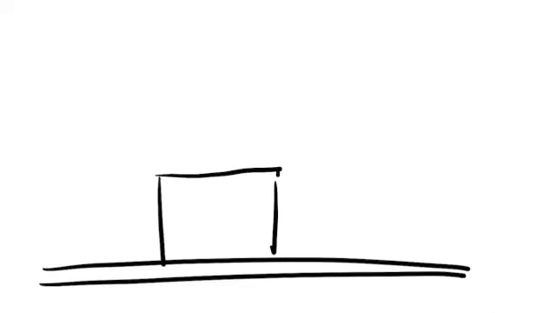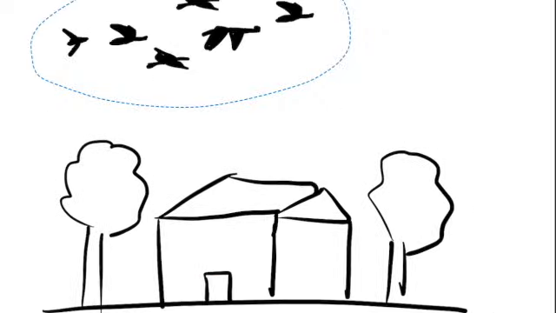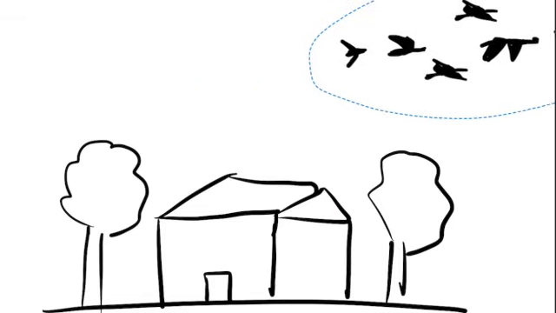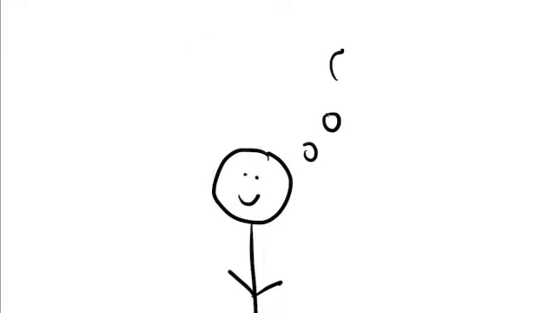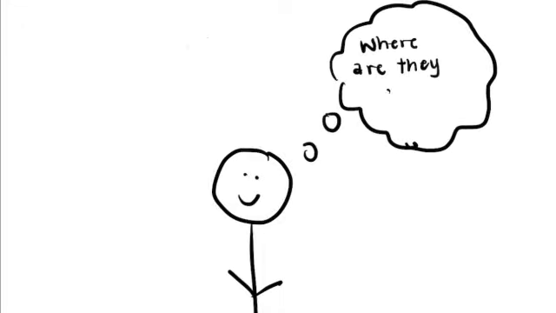In everyday life, we are constantly witnessing animals in motion. The neighbor's cat wandering around the street, a flock of geese migrating overhead, bees flying from flower to flower, and so on. But have you ever wondered how these animals know where they're going?